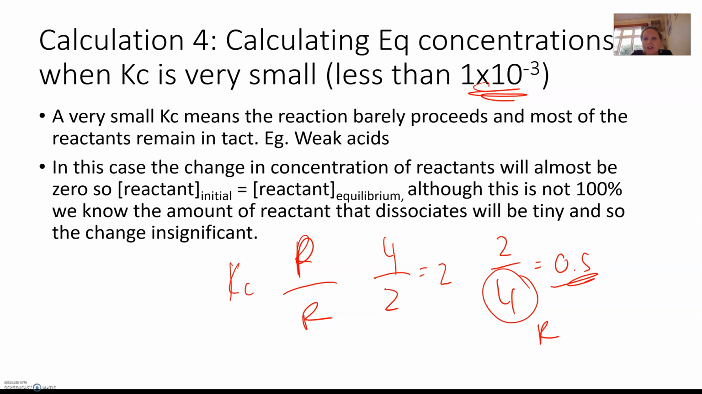A good example of this is your weak acids, which you should remember from standard level last year. A weak acid is one that partially dissociates in water. So basically most of the weak acid remains with its proton. So we can make this big assumption that the initial concentration of the reactant will be the same as the concentration of the reactant at equilibrium, because hardly any of it will break apart. It's a fairly good assumption. It's not completely correct because we know a teeny tiny bit does dissociate, but it's pretty good.